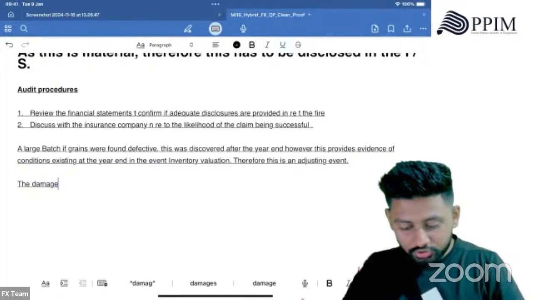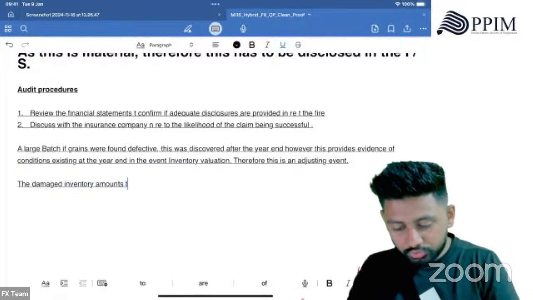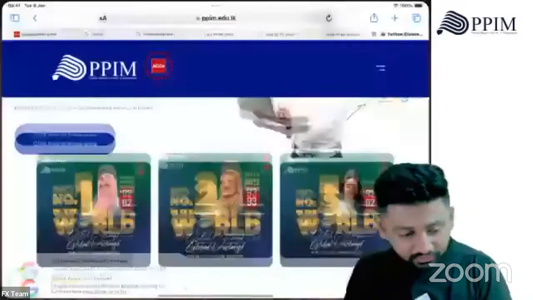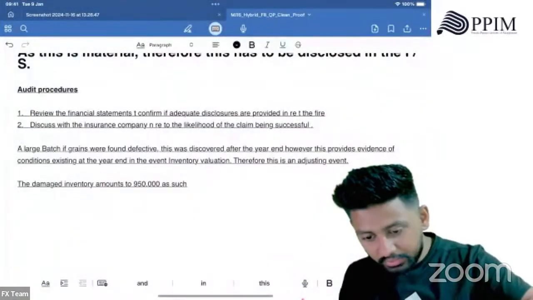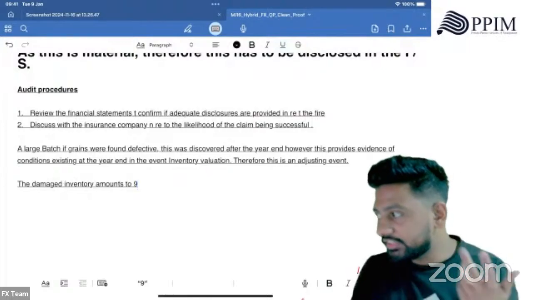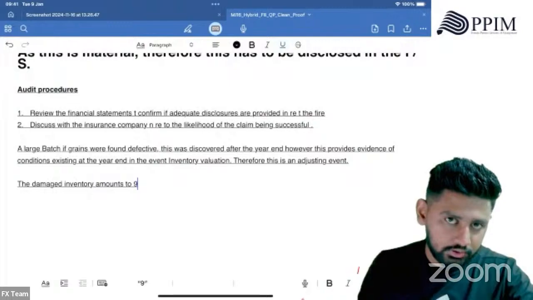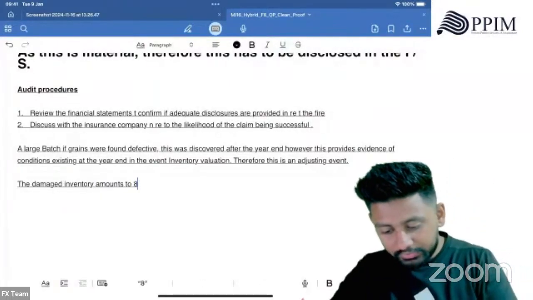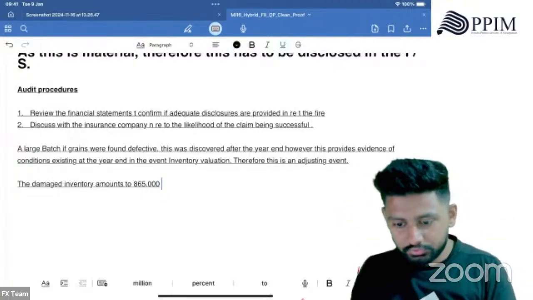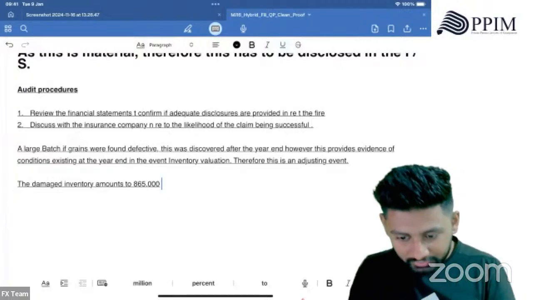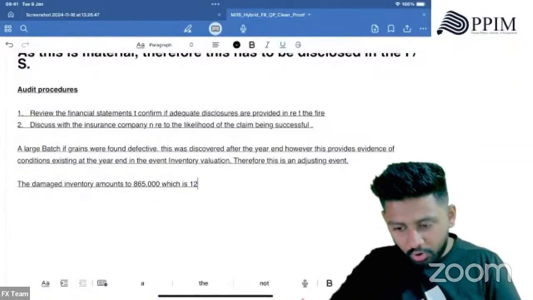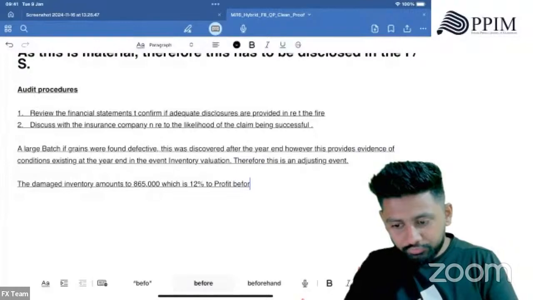The damaged inventory amounts to 950,000 as such. Well, not technically 950,000, right? Sorry, 915,000, right? Because you can use it as a raw material for another production. So it amounts to 865,000, which is 915 minus 50,000, I believe. So inventory amounts to 865,000, which is how many percent? 12%, which is about 12% of profit before tax.